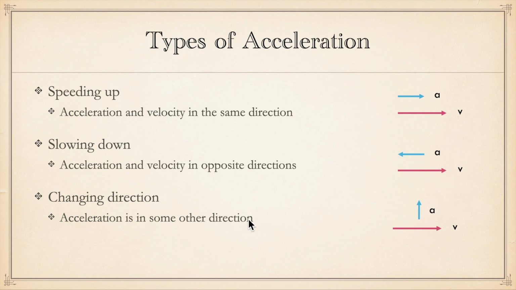Changing directions. Acceleration is in some other direction. In this case, it's perpendicular to velocity. So your velocity would continue in this direction, but the acceleration would cause it to turn. So if you have acceleration in a different direction, you have an object that is turning.